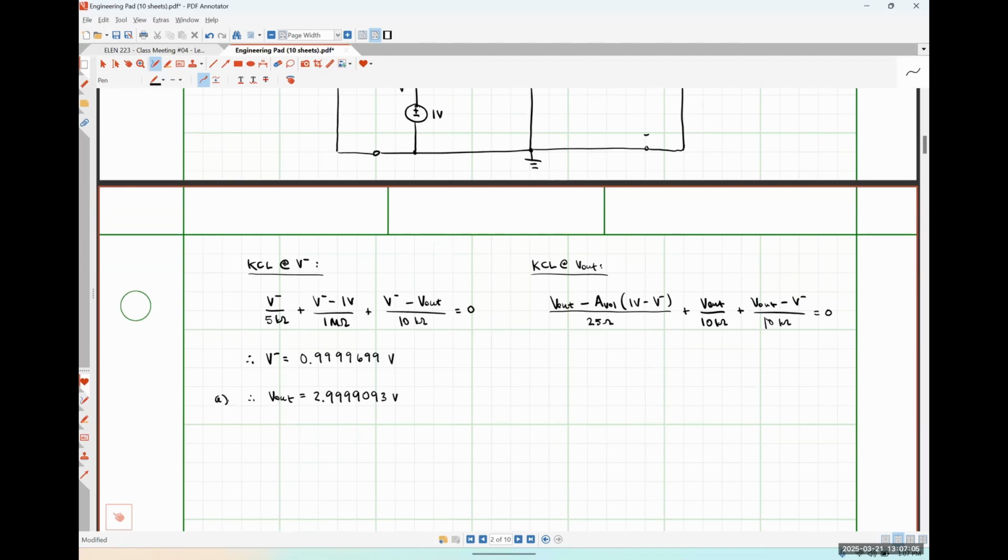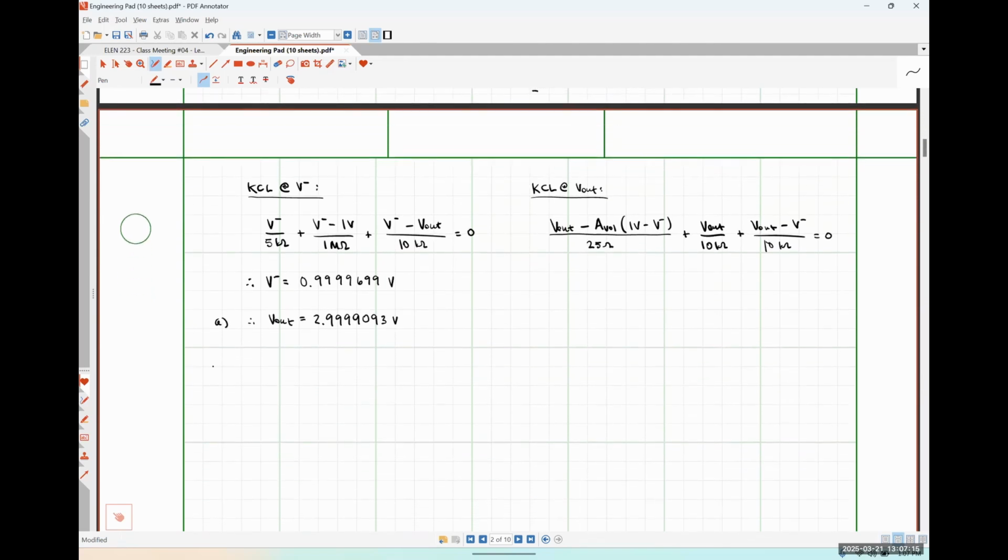I figured out what my output voltage is. I've made no assumptions about anything. I've simply used this model, plugged in the numbers. For part B of this problem, I was asked to find the closed loop voltage gain, which is just the ratio of V out to V in. Well, I chose V in to be 1 volt so that I could be lazy, because V out divided by 1 volt is just going to be 2.9999093 volts per volt.